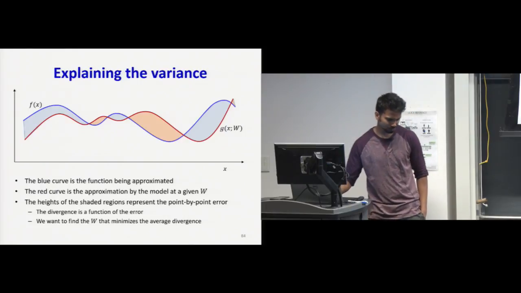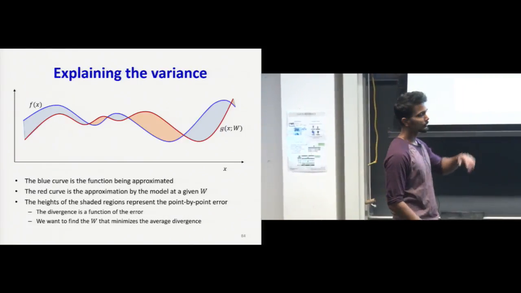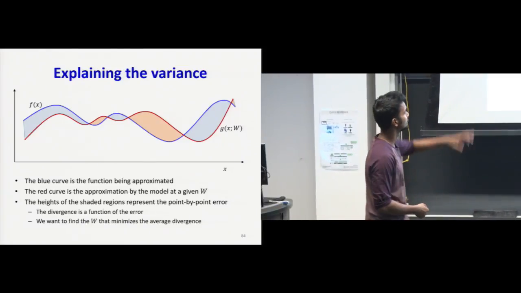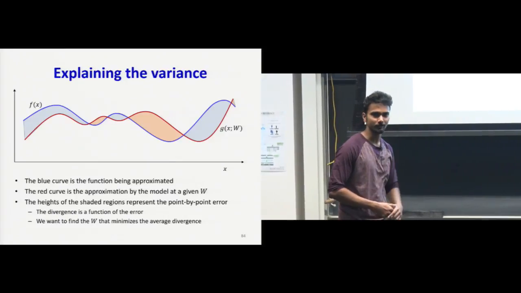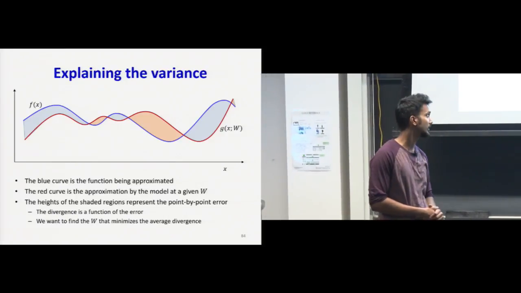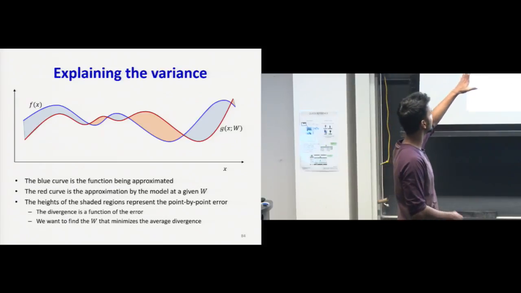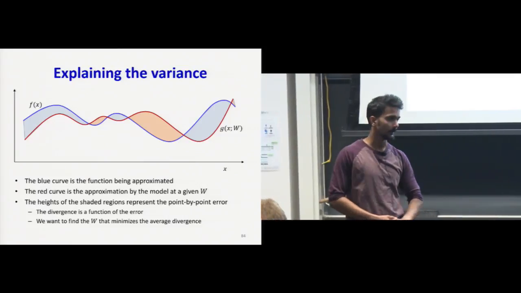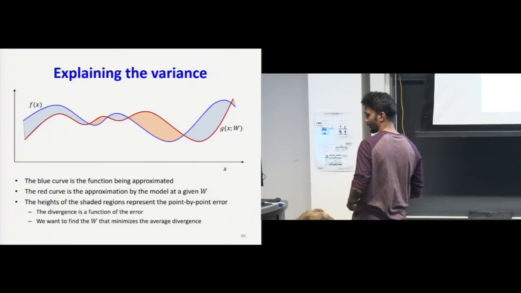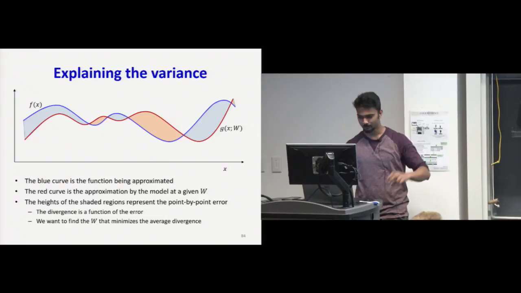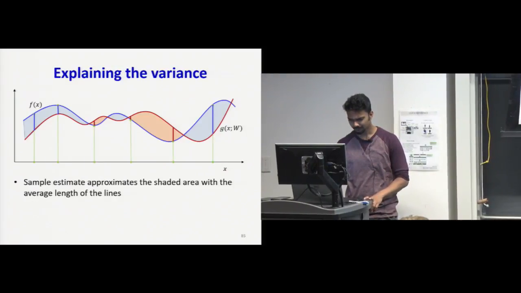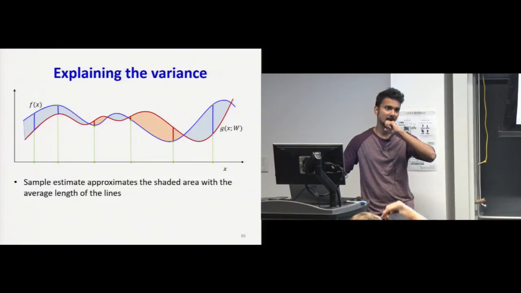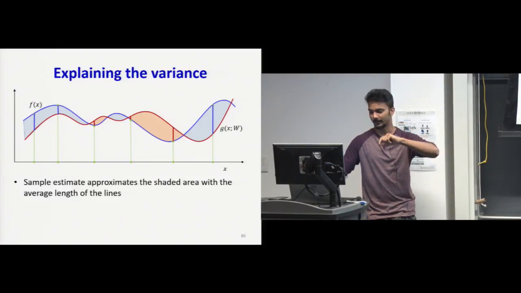So what exactly do we mean by error? Let's look at two of these graphs. The blue line is the function that we are trying to model, and red is where we are. The area in between these curves is the error. So what we are trying to do is reduce the error in between these by using the samples. You sample at different spots, and you try to move in a direction where the error is minimized.